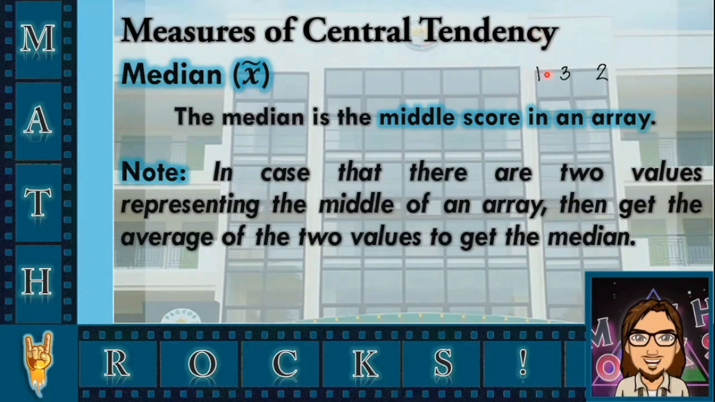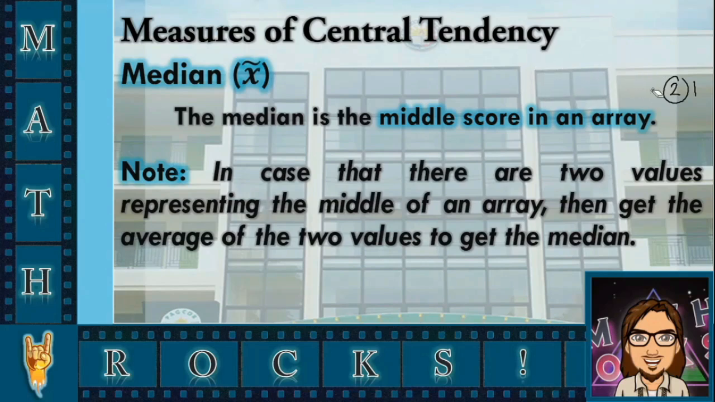Let us have an array. If we have the values 1, 3, 2, then we can have an arrangement such as 1, followed by 2, and after that, 3. This is an array because the observations are arranged in ascending order. But we can also come up with an array arranged in descending order, like this: 3, 2, 1. This will also be an array. The median is the middle score of this array, which means that the median here is 2, and here we also have a 2.